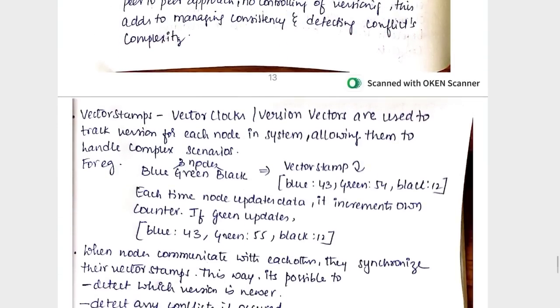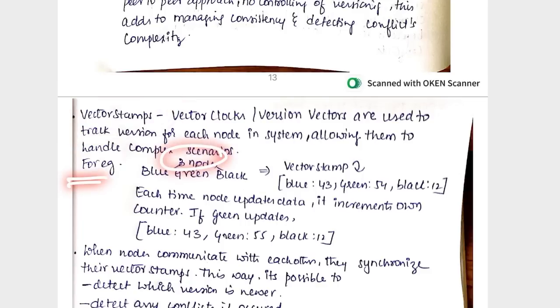In order to address these, we make use of vector stamps. Vector stamps are a more advanced mechanism used to handle versioning in distributed systems. Here it is a collection of counters, one for each node in the system. They are called vector clocks or version vectors, which are used to track the version for each node in the system, allowing them to handle complex scenarios.